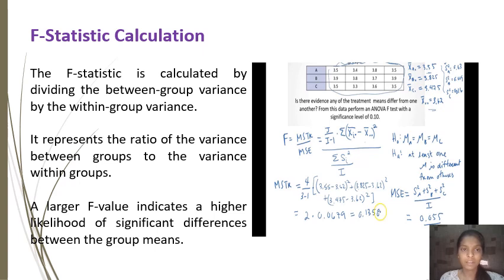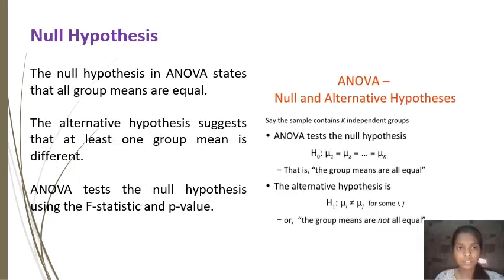This is all about the F statistic calculation, and here we take an example of A, B, C with values 3.5, 4, 3.8, 3.5, and the B values as 3.9, 3.8, 3.7, 3.9, and the C values as 3.5, 3.3, 3.6, and 3.5. Is there evidence that any treatment means differ from one another? So this is an example for an F statistic calculation.